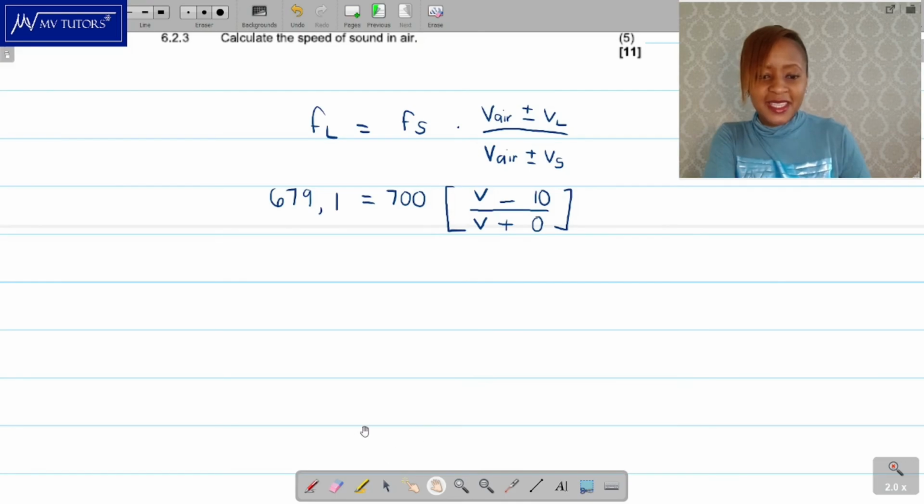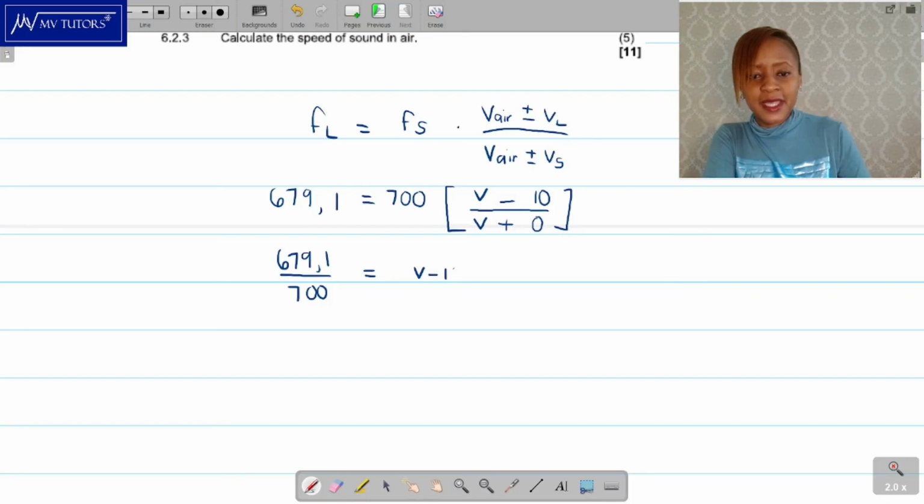All right, and then let's simplify this. So we have 679.1, and that will be divided by 700 if I take it to the other side. And then we have v minus 10, and that's all over v. So now I'm going to take v to the other side. So I still have 679.1 over 700, and that would be multiplied by v. And this side I have v minus 10.